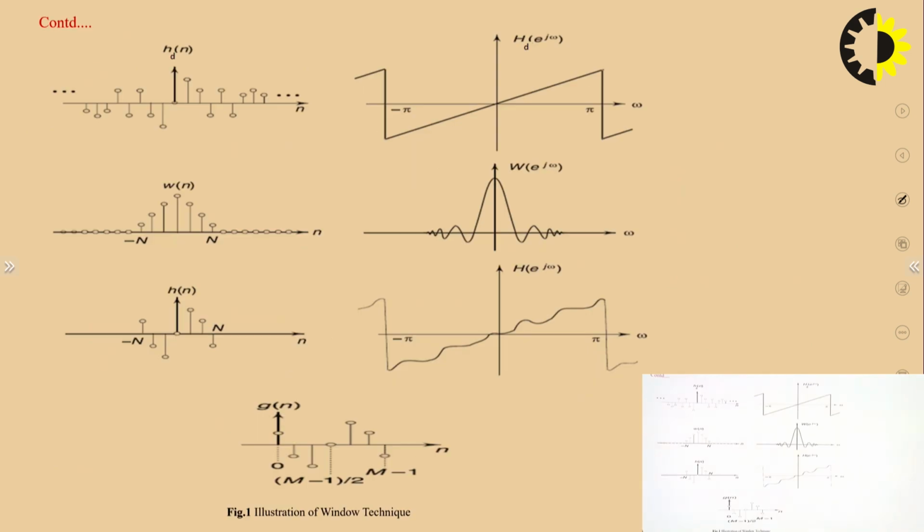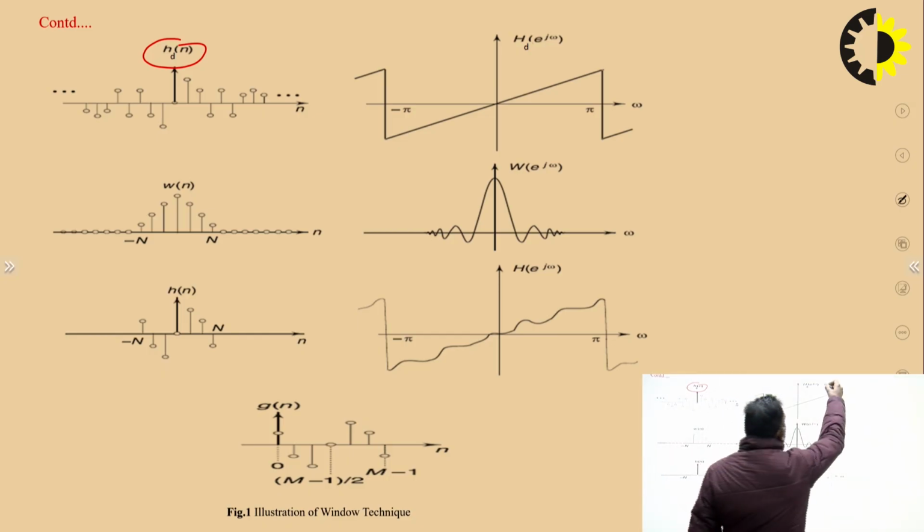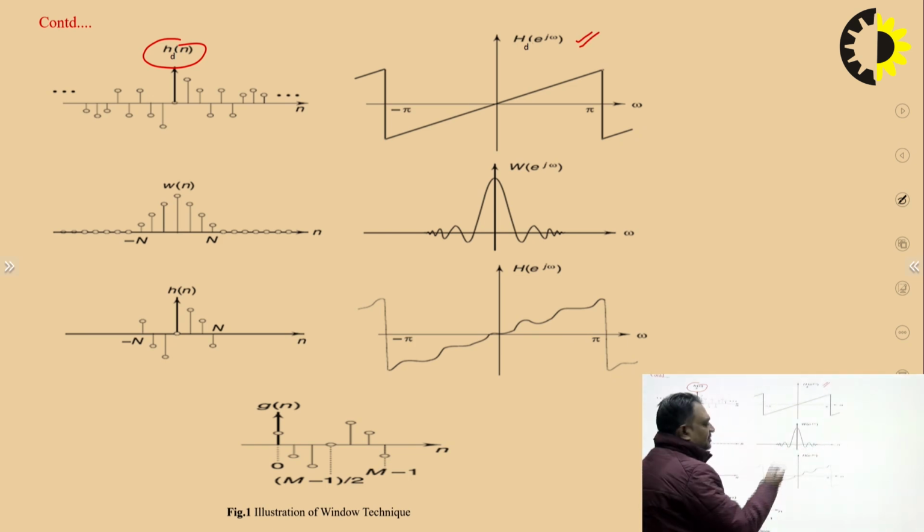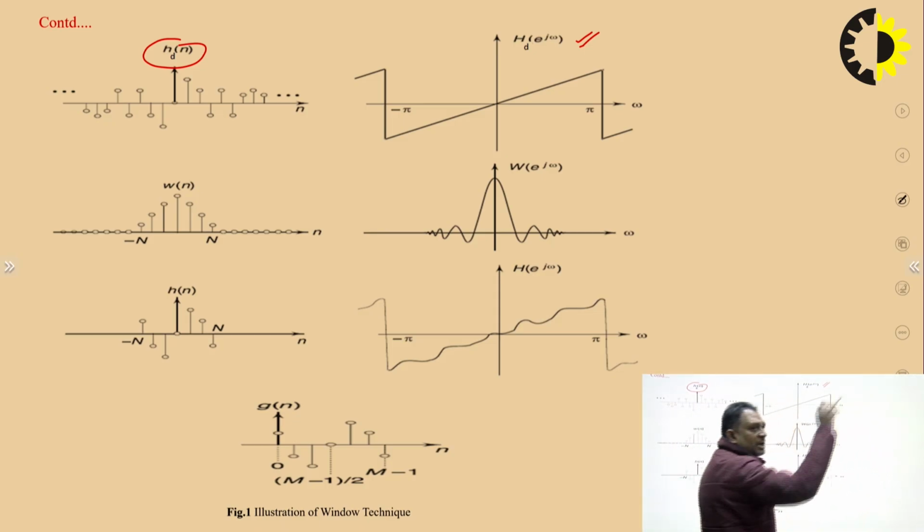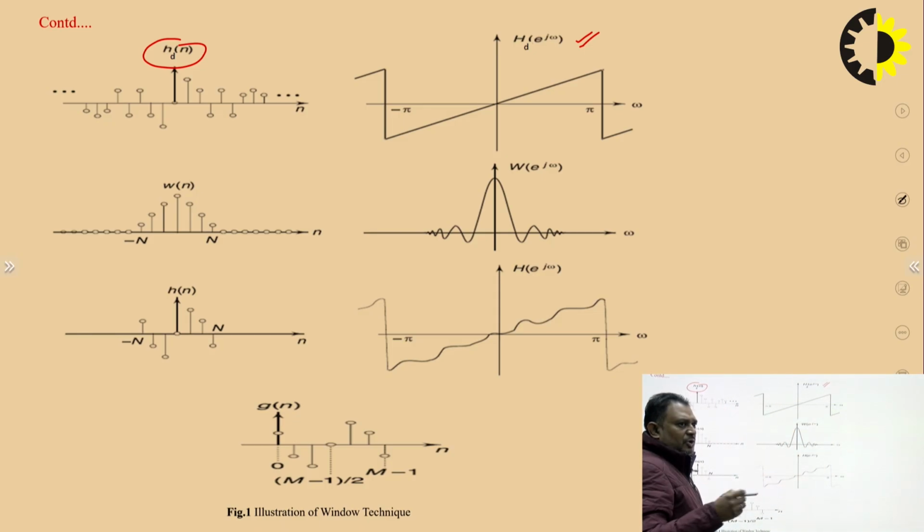Window techniques we can illustrate in this particular figure. The left side figures represent the time domain representation of the signal, and the right side shows the frequency domain representation. Let us suppose we have an infinite duration impulse response sequence from minus infinity to infinity. Its frequency response is like this; it extends from minus pi to pi, and it will be periodic, from 0 to 2 pi.